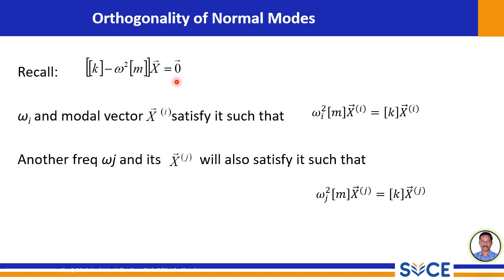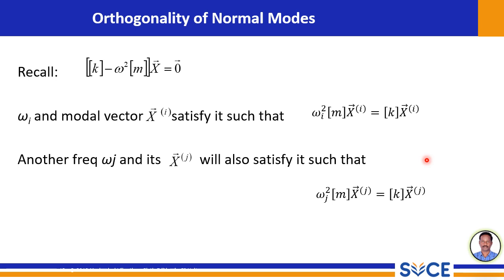For each natural frequency and its corresponding mode shape, this equation holds true. So for the ith natural frequency omega_i and its mode shape vector x_i, we have the relationship omega_i square times mass matrix times x_i equal to stiffness matrix times x_i. The principle of orthogonality states that the modes of a vibrating system are orthogonal with respect to mass and stiffness matrices. What does this mean?